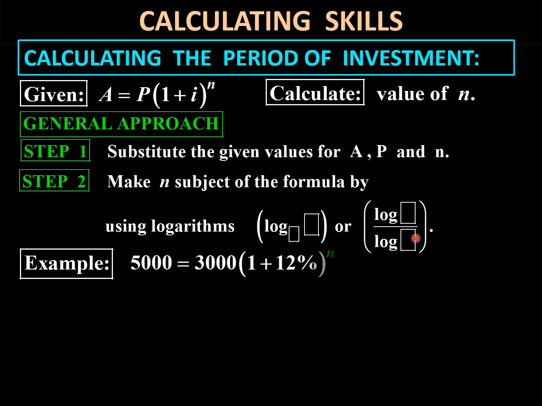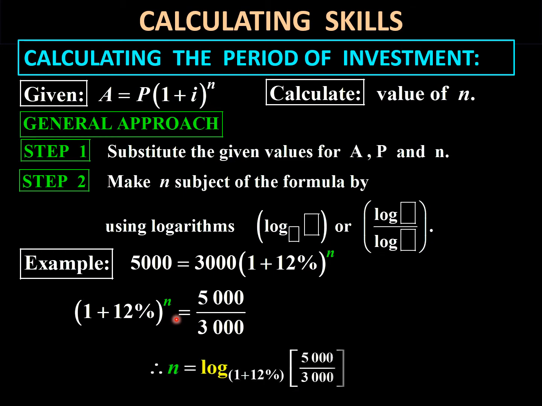Let's take an example. After substituting, again we have to transpose the 3,000. Transposing the 3,000 gives me 5,000 over 3,000. Again, don't use your calculator yet. Now to get the n here, this is exponential, and the inverse of exponential would be logarithmic, right? So I'll have to get the logarithm, and this base there becomes the base of the logarithm, and there I have my 5,000 over 3,000. If we put this in your calculator, the answer is approximately 4.5.